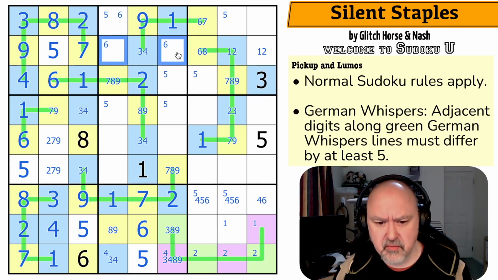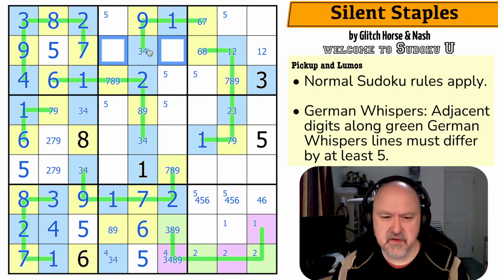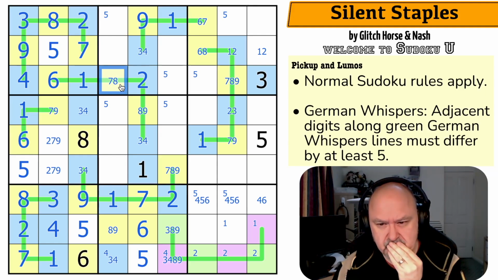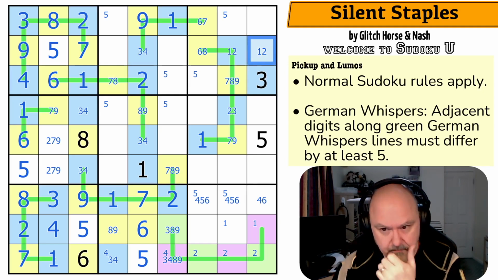So there is a 3 or a 4 in one of those. These are 3, 4, and 6. No, they're not. No, they're not. There's a 6 there. So that is a terrible pencil mark, and I shouldn't have done it. These are 3, 4, 6, 8. There's no 9 there. That could be a 7. That is a low digit. Mark it as such. Give it its due.